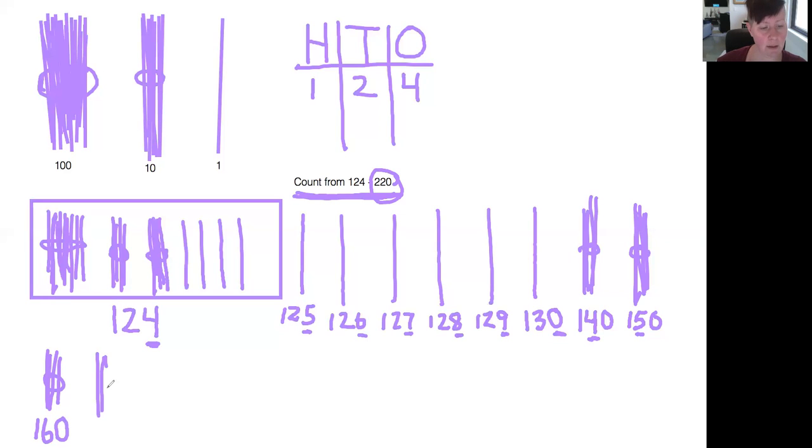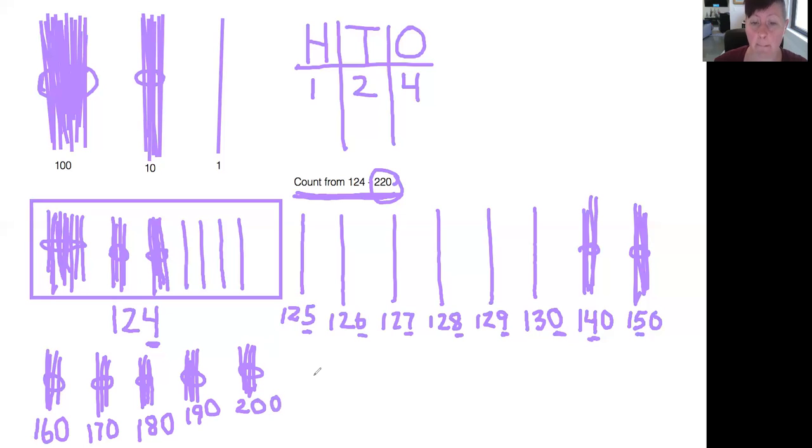And then another 10 bundle. And we don't want to make these 10 bundles too big because then they would look like 100 bundles. Okay, 170. Draw another 10 bundle. That's going to get me to 180. Another 10 bundle will get me to 190. I'm getting close. Another 10 bundle is going to get me to, that's correct, 200. But I'm not there yet.